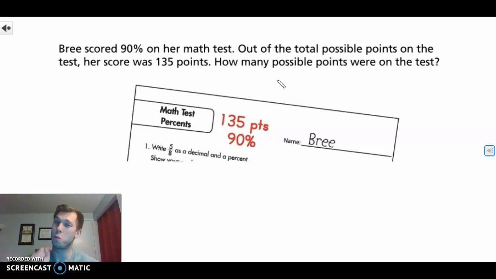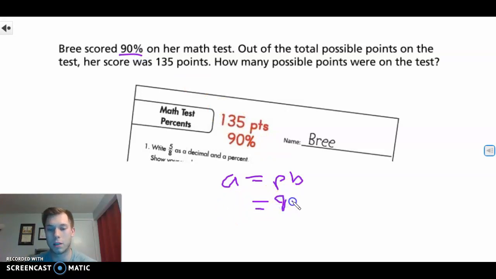I want you guys, again, real quick, remind me of the equation that we're going to use to solve this. So the equation we're going to use, just recall again, is that A equals PB, where we have A the part, P the percent, and B the whole. We need to identify each part of each one of these in this problem. So we have Bree scored 90% on her math test. That's going to be our percent. Okay, that's pretty obvious there.